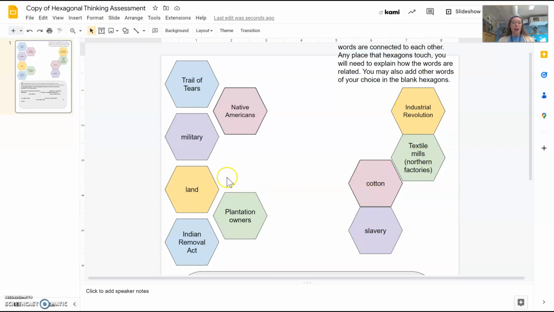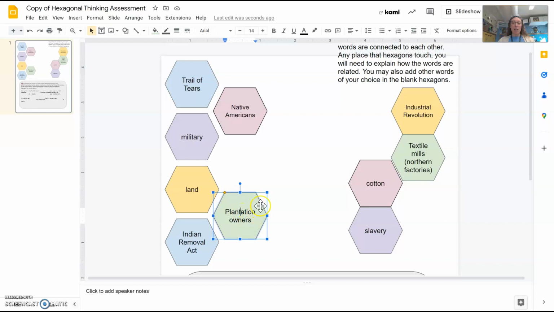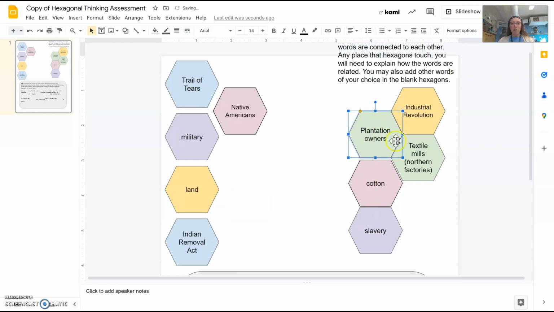So, next, maybe I'll want to put in plantation owners. Let's see, plantation owners. Well, they were part of the Industrial Revolution. They started being more important there, but plantation owners and textile mills, I have a hard time making that connection. So I don't want to put that there. I can connect them to cotton. Can I connect them to slavery? Yeah, I can. So I'm going to put this right here where it touches both cotton and slavery.